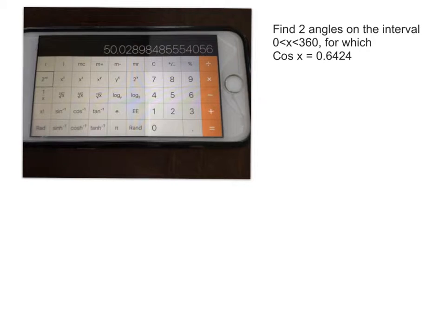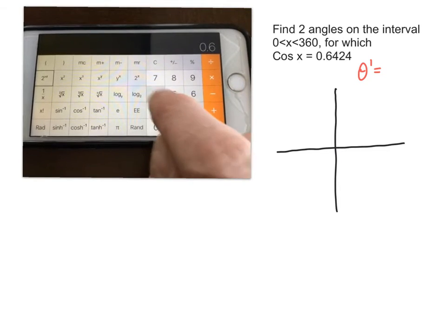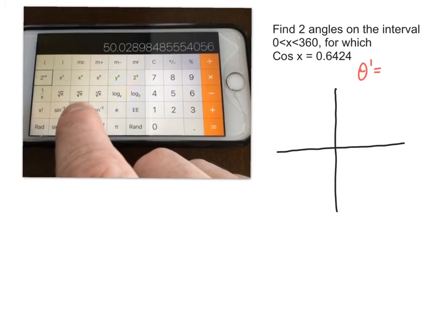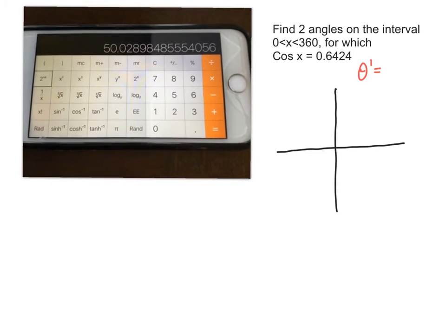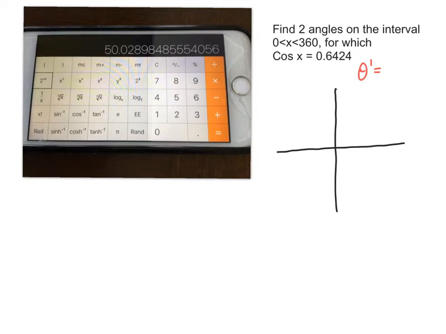Question here, find two angles on the interval between 0 and 360 degrees for which cos x equals 0.6424. So again, we're going to find out the angle in quadrant 1, which will be our reference angle. Okay, so let's play the video and we'll find out. What we do is we put 0.6424 into our calculator and we press second cos -1, and we get the answer 50.028. So that's 50.03 as our reference angle in degrees.